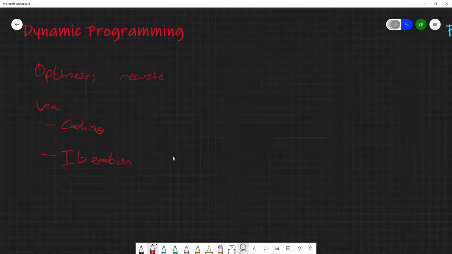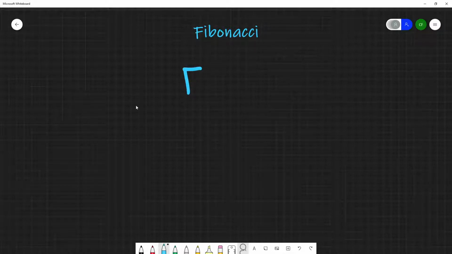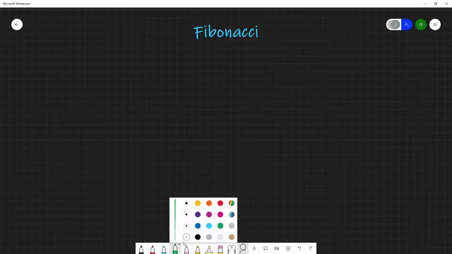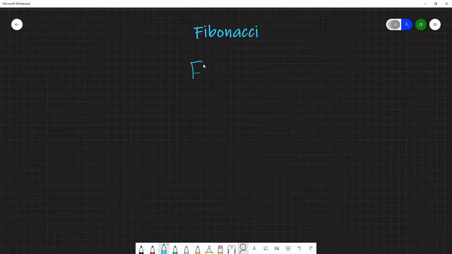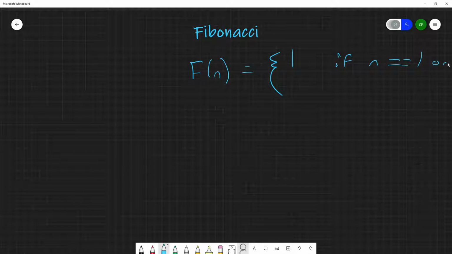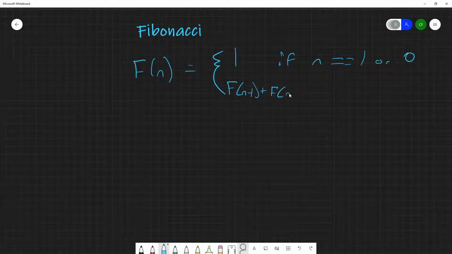And the reason why these two are useful, especially caching at first, can be seen by looking at a recursive algorithm to compute the Fibonacci numbers. So if we have some function f, calculate Fibonacci, it takes in an n, then we can define this more formally like so. It will return a 1 if n is equal to 1 or 0. And otherwise, it will return f of n minus 1 plus f of n minus 2 if n is more than 1.